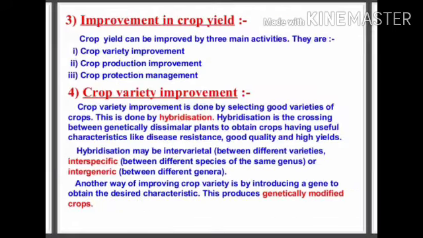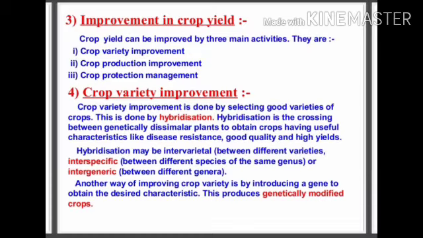After that is third, improvement in crop yield. How can we improve the yield of crop production? It can be improved by many activities: crop variety improvement, crop production improvement, and crop protection management. First is crop variety improvement.